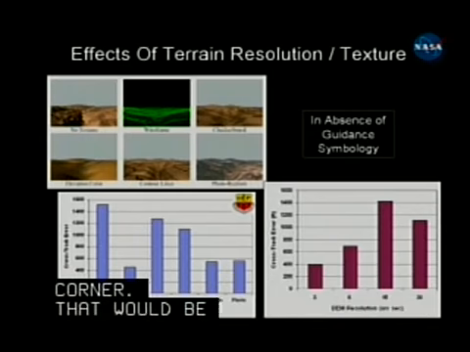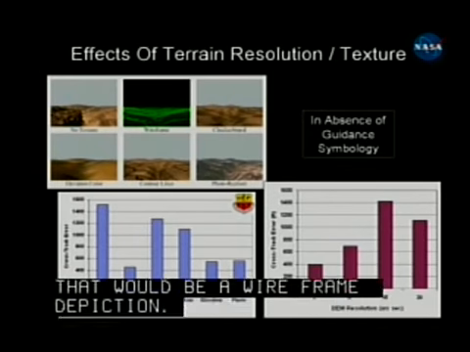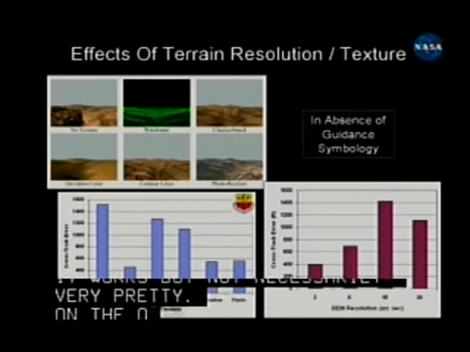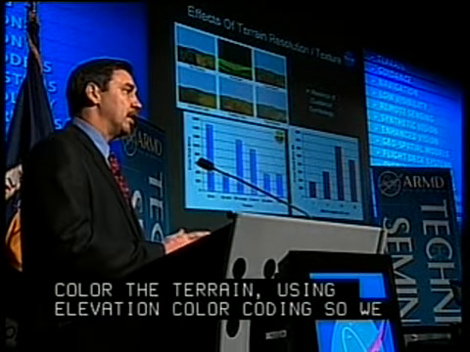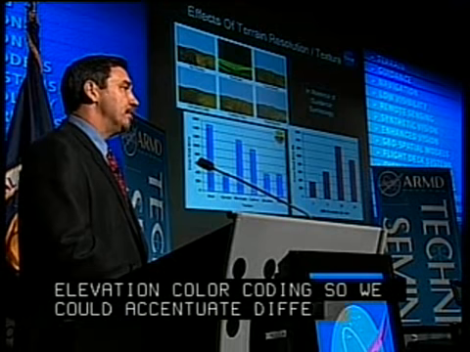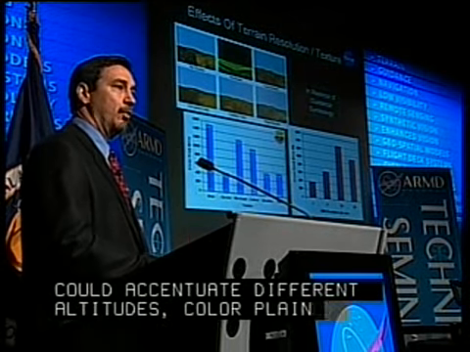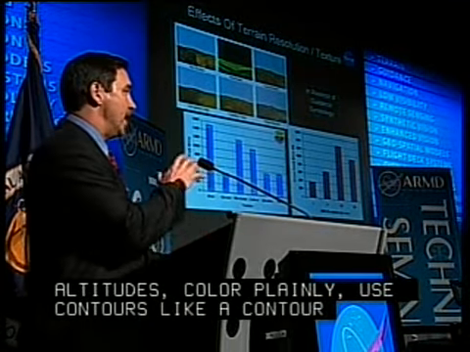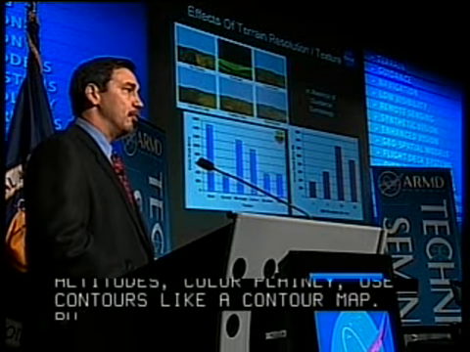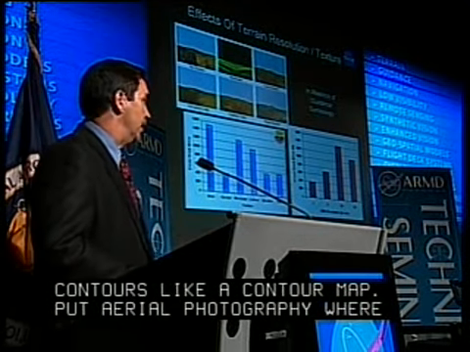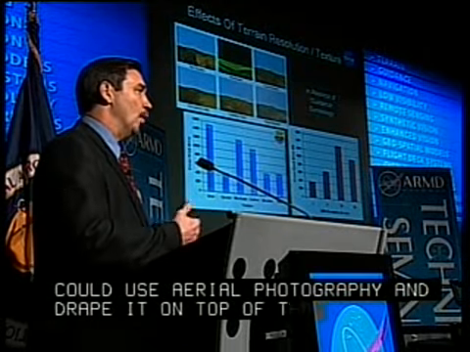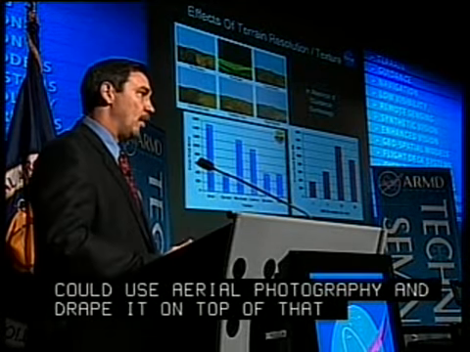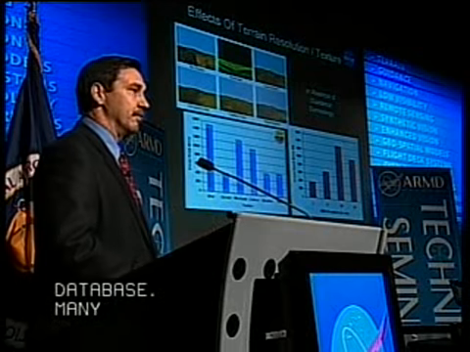On the other hand, we could color the terrain using elevation color coding, so we could accentuate different altitudes. We could color it plainly. We could use contours, like a contour map that you might see. We could even put aerial photography, where we could actually use aerial photography and drape it on top of that database. So many methods we could do in order to provide that. And so we obviously had to develop some research that said what is the necessary, what's required, where do the goods and the bads of these techniques lie.